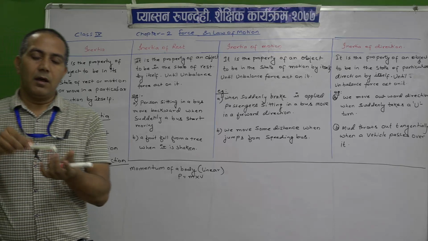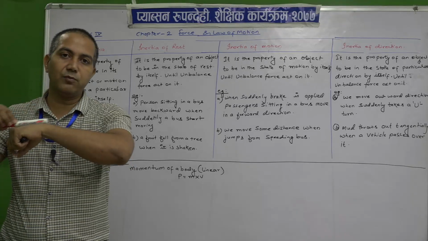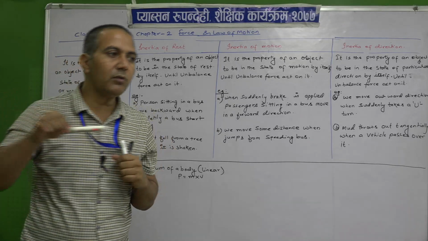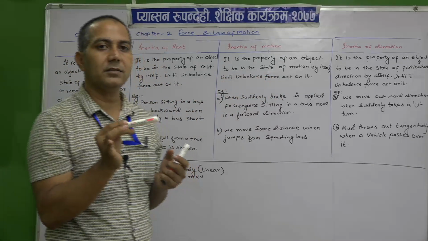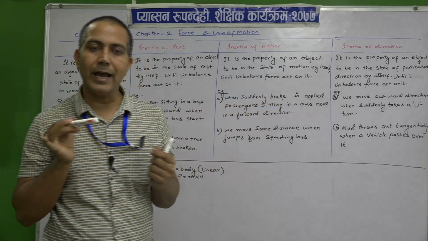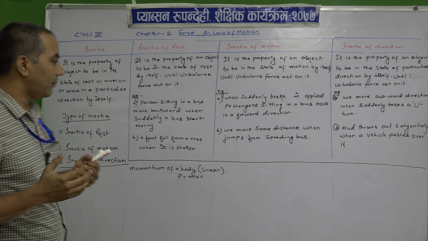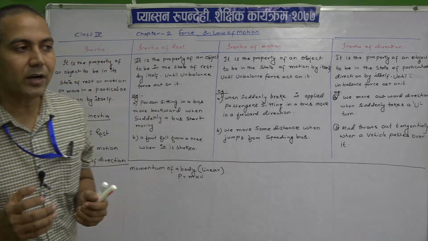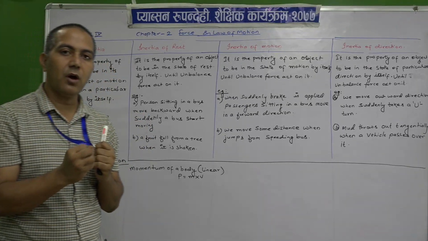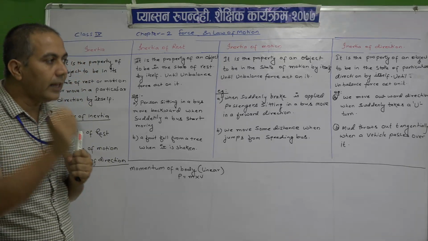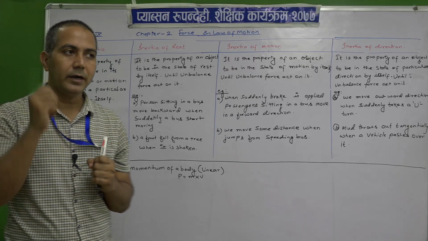For example, a bus is moving this side. If any external force is not applied, then it will continuously move towards the same direction. So, it is the property of that bus to move in the particular direction. That is called inertia. I will repeat that once again. Inertia is the property of an object by virtue of which it tends to stay in the state of rest or motion or in a particular direction.